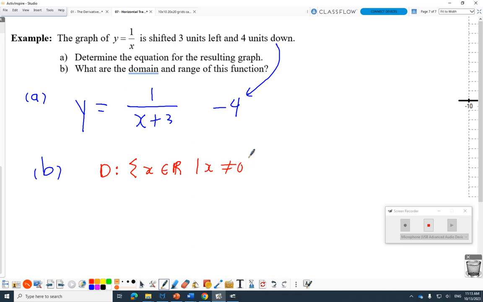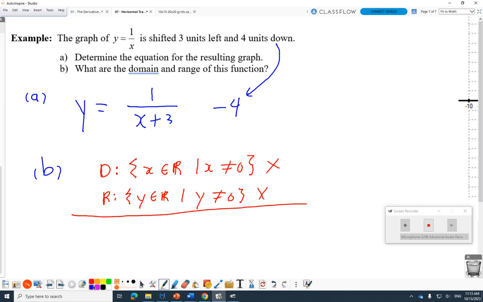That is wrong. That was the domain of 1 over x. Range: y element of reals such that y can't equal 0. Also wrong. But good thinking. If you don't want to graph, this is the way you've got to think. You've got to write that down and go, okay, normally the domain was x can't equal 0. Is it infinite both ways? No. Yes. Oh, it is.